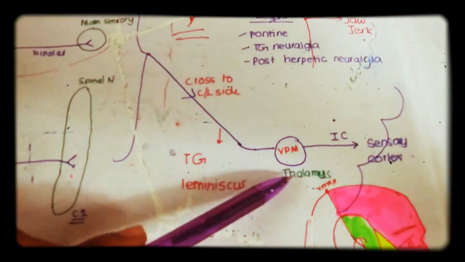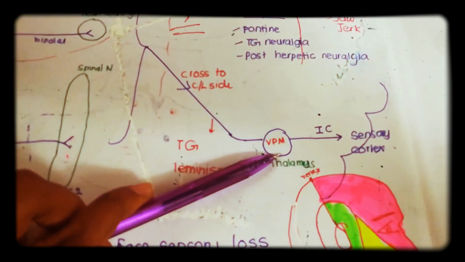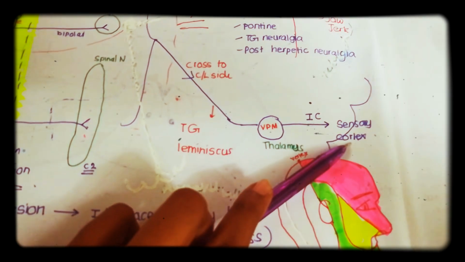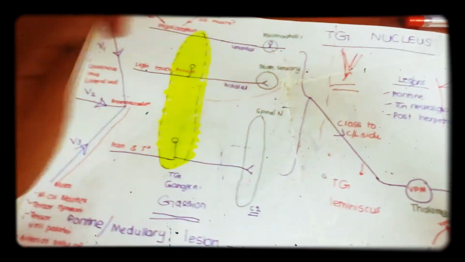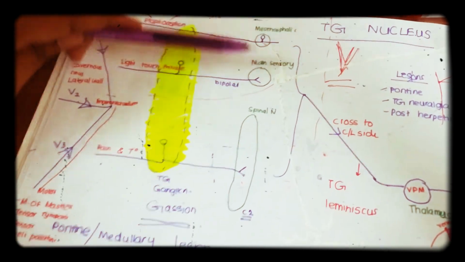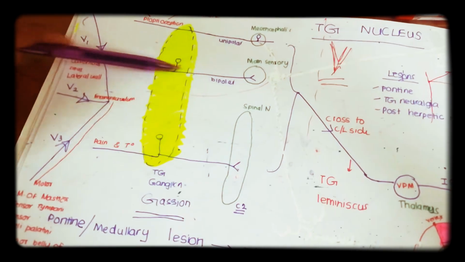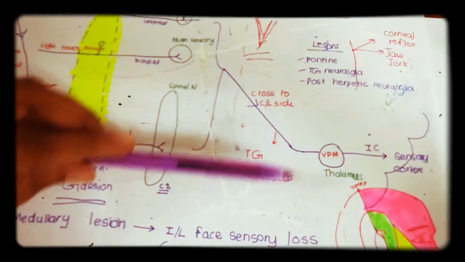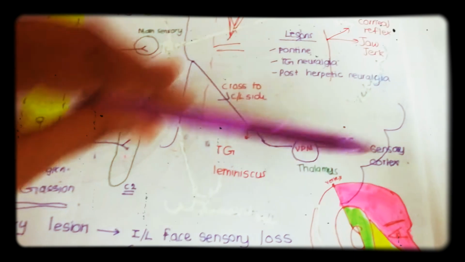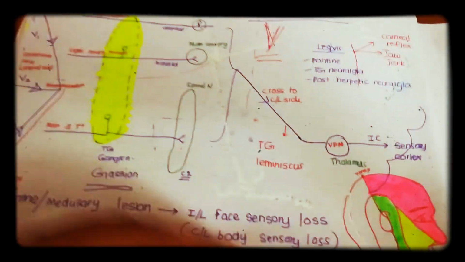Which part of the thalamus? The ventral posteromedial nucleus of the thalamus. And from the thalamus through the internal capsule to the sensory cortex. So this is the pathway of the sensory component of the trigeminal nerve. You have the three divisions. You have three different modalities. You have two different types of neurons. You have three different types of nuclei for each modality that you are bringing. Then it all combines together, crosses to the contralateral side, forms the trigeminal lemniscus, goes to the thalamus to the sensory cortex.